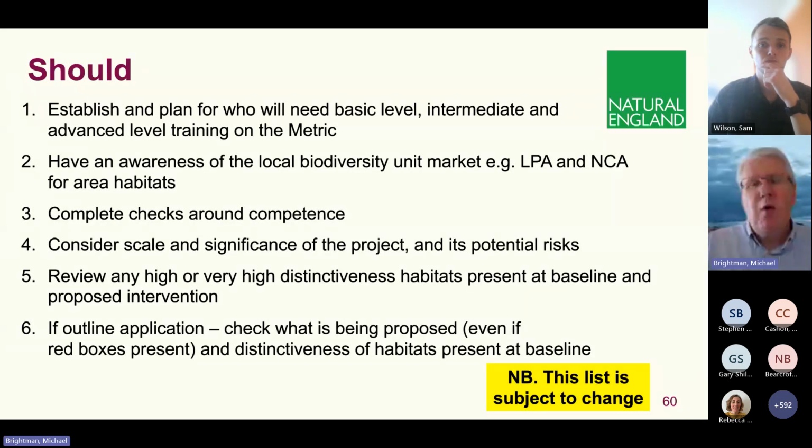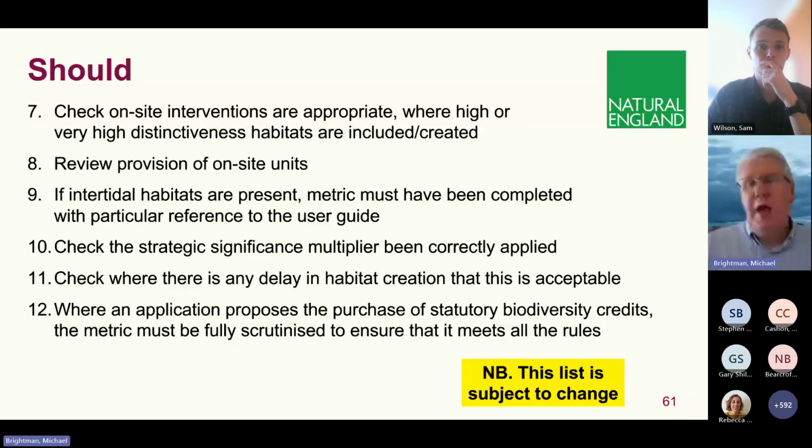Where there are only low or medium distinctiveness habitats on baseline of an outline application, that would not need as much review. The LPA should check on-site interventions are appropriate, where high or very high distinctiveness habitats are included or created.